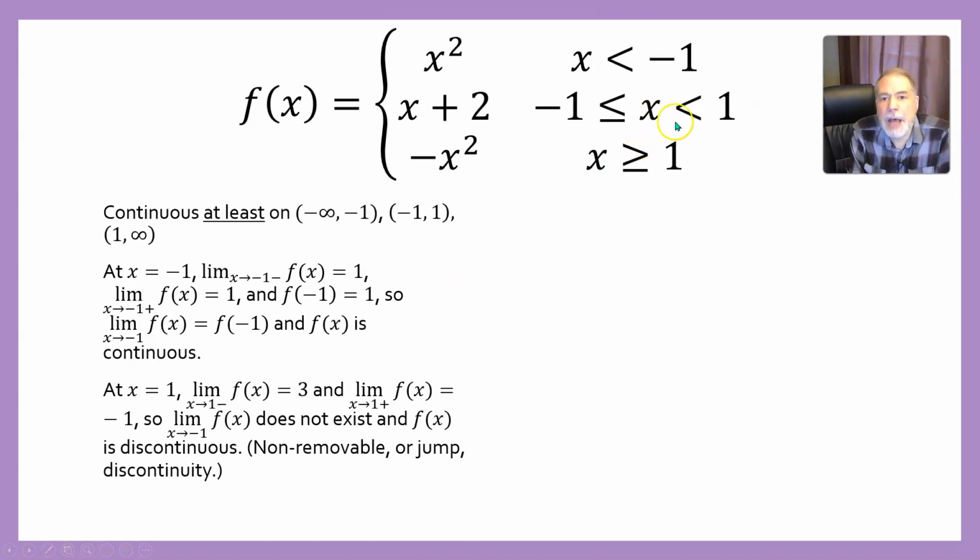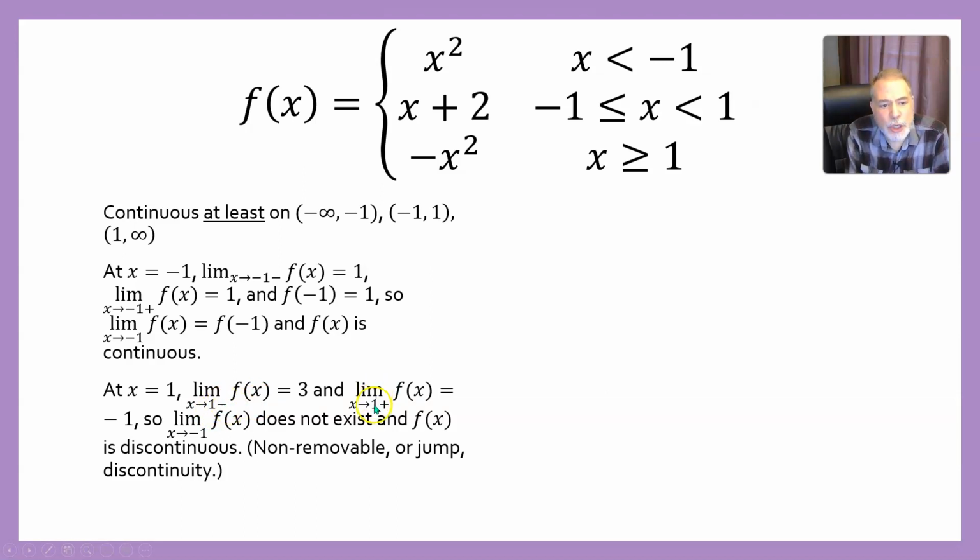As x approaches +1 from the left, so we're looking at x's that are a little bit less than +1, and the function is giving us x plus 2 as a value. So the closer x gets to 1, the closer f of x gets to 1 plus 2, or 3. So that's the limit as x approaches +1 from the left.